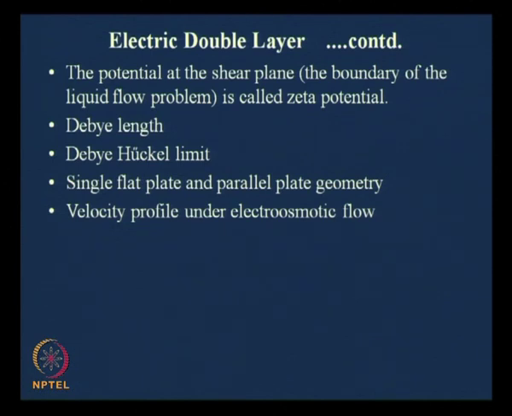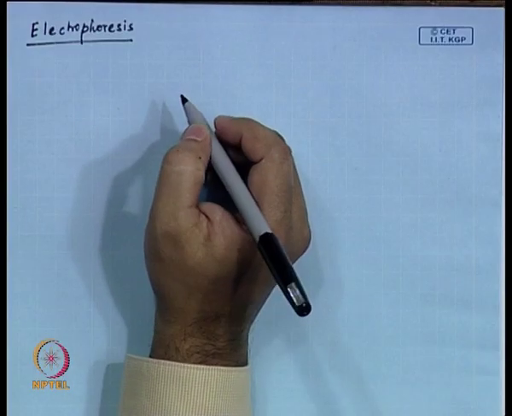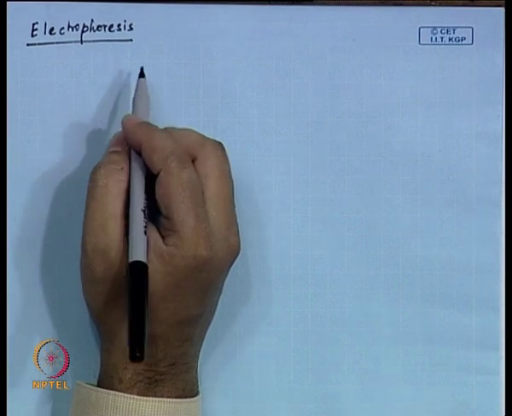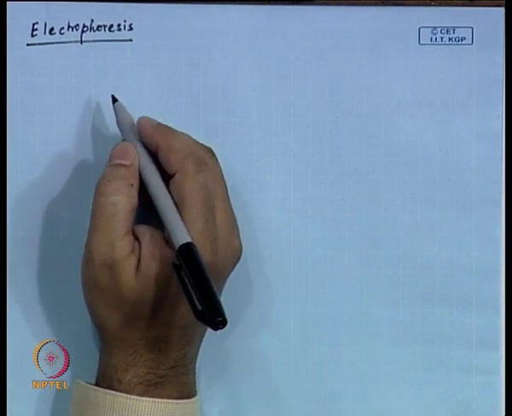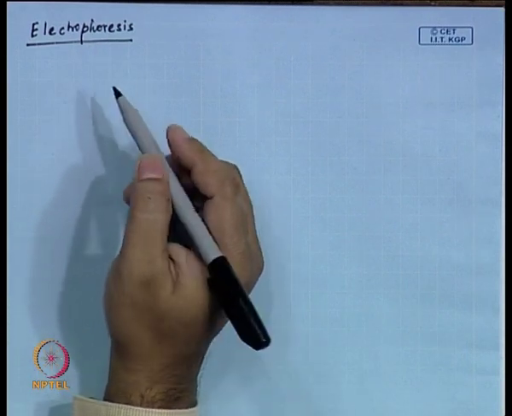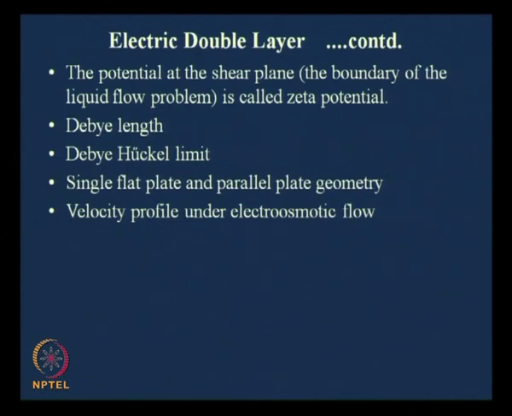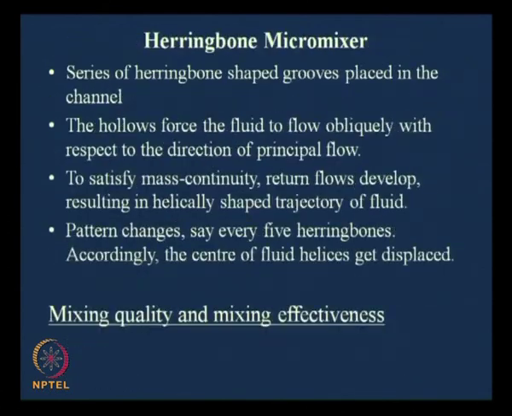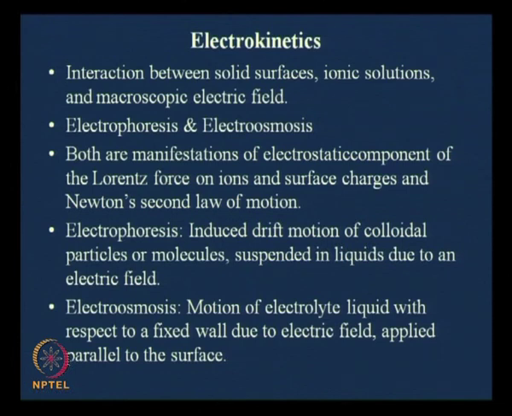The next topic that I am going to pick up is basically electrophoresis. Electrophoresis, once again, is induced drift motion of colloidal particles. I had a definition of electrophoresis at the very beginning, you remember. Electrophoresis is induced drift motion of colloidal particles or molecules suspended in liquids due to an electric field.